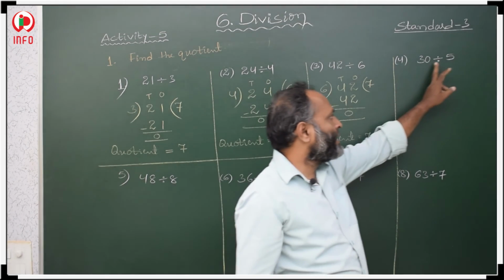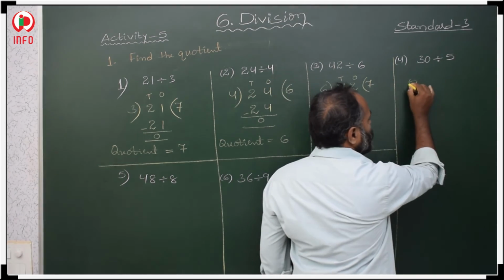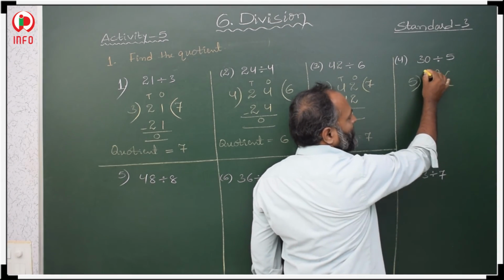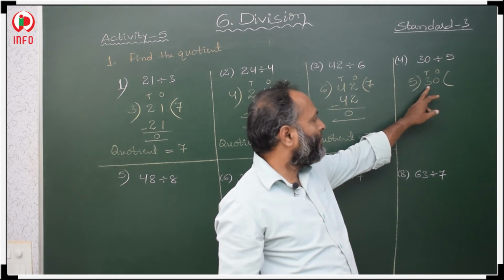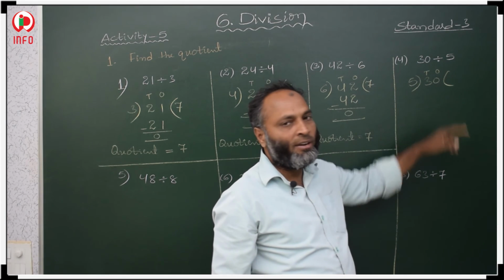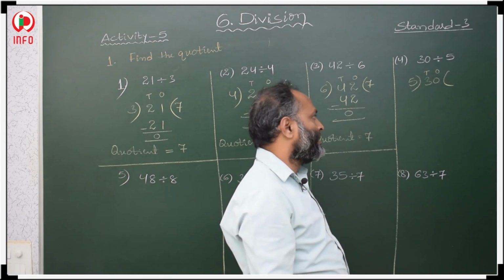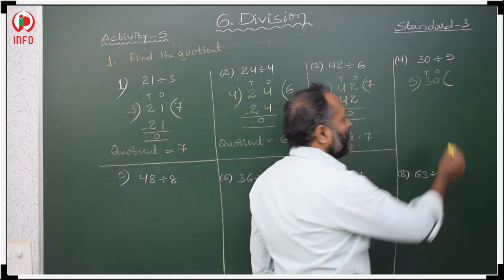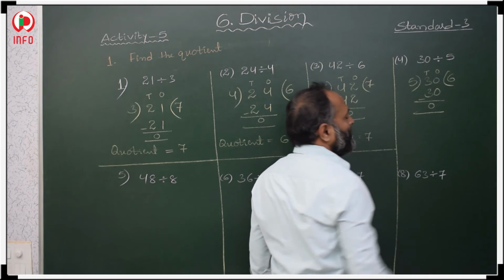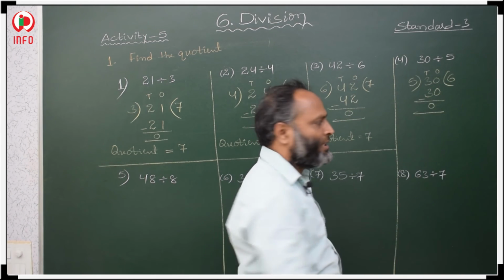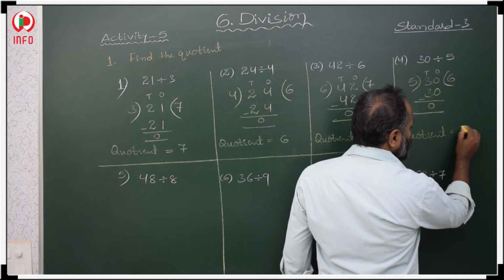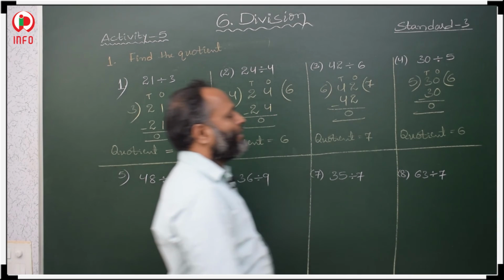Here 30 is divided by 5. 5 is the divisor and 30 is the dividend. This is ones place, this is tens place. Now we compare the extreme left digit, 3, with 5. 3 is less than 5, so we take 2 digits at a time. 5 5s are 25, 5 6s are 30. Same number minus same number is 0. The quotient is 6.